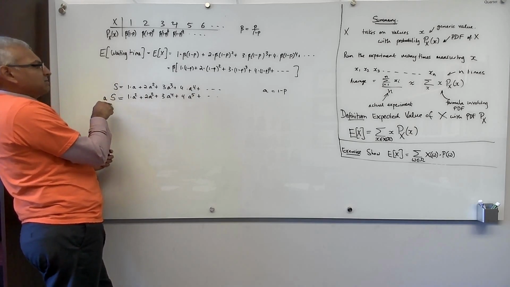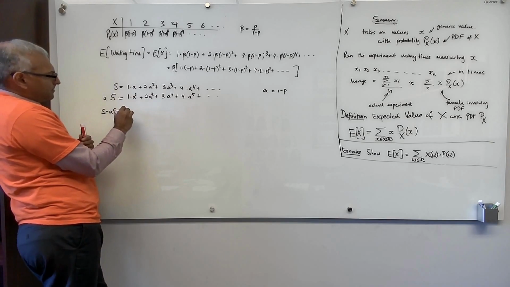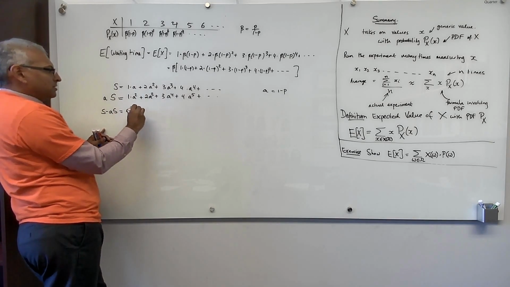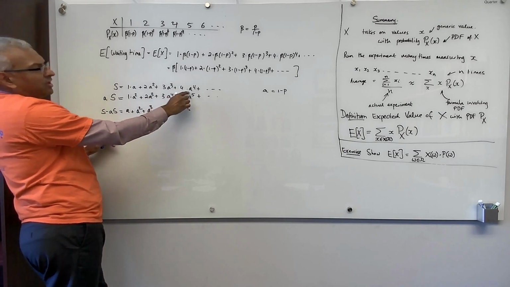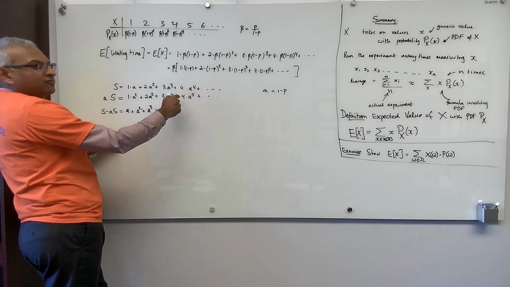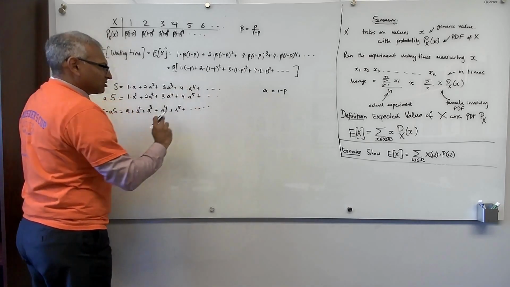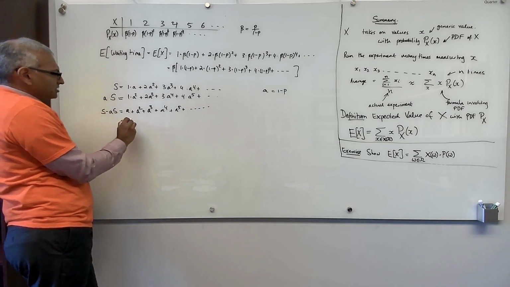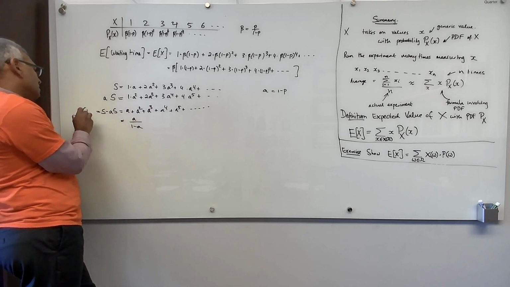So if I take s minus as, s minus as is going to equal a, plus 2a squared minus 1a squared, which is just a squared, plus 3a cubed minus 2a cubed, which is just a cubed, plus 4a fourth minus 3a fourth, which is just a fourth, plus 5a fifth minus 4a fifth, which is just a to the fifth, and so on. And this is exactly the infinite geometric progression, except it doesn't start at 1, it starts at a. So this is a well-known sum. This is equal to a over 1 minus a, and this is s times 1 minus a.